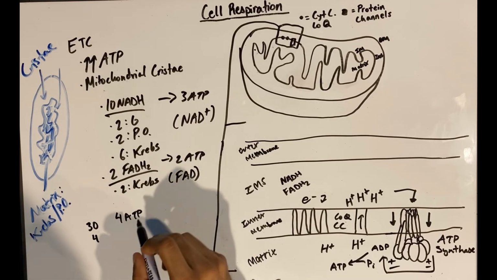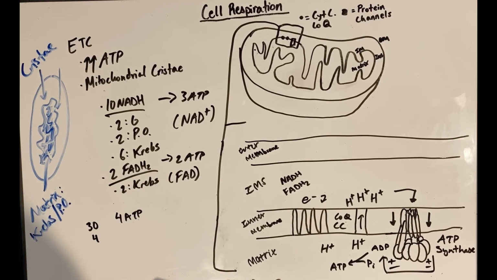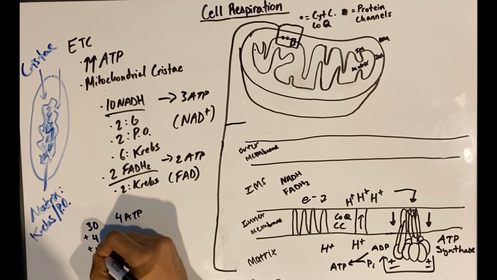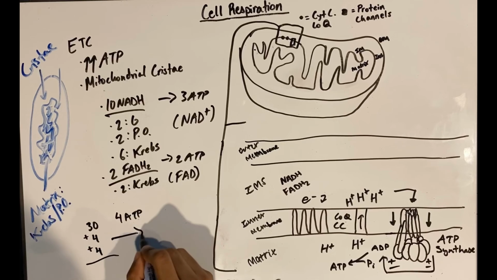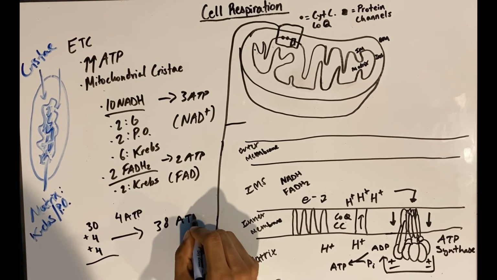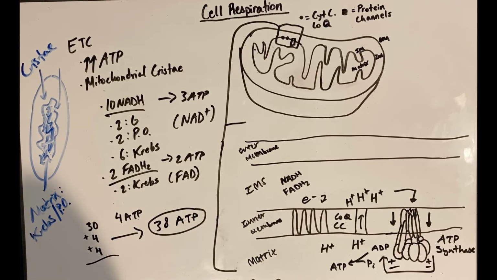And then, since we already have 4 ATP from glycolysis and the Krebs cycle, we're going to generate 4 more ATP. And so this generates about a grand total of 38 ATP.